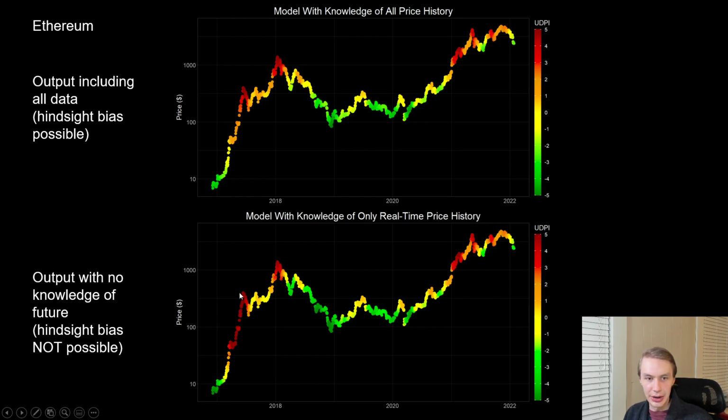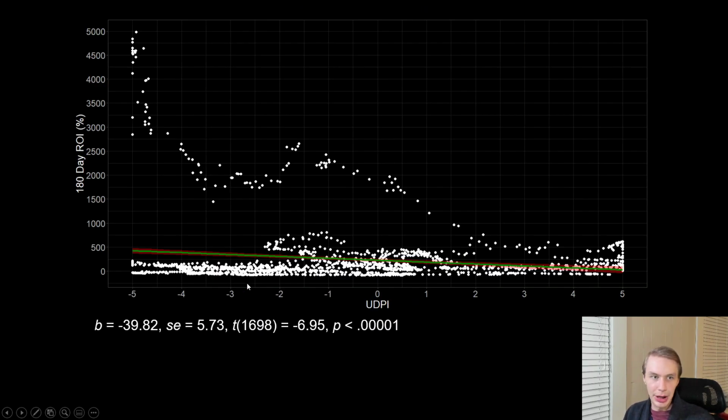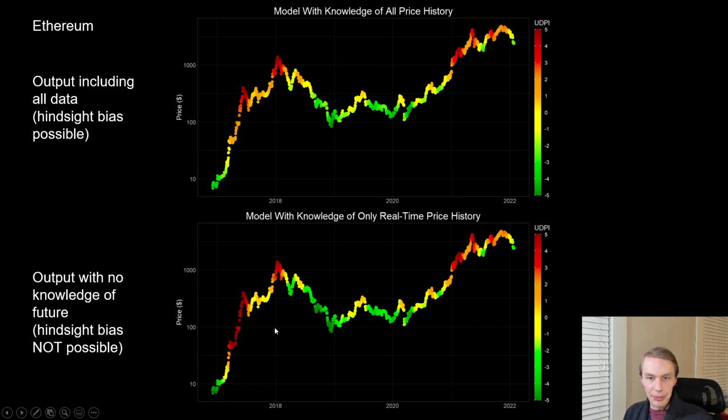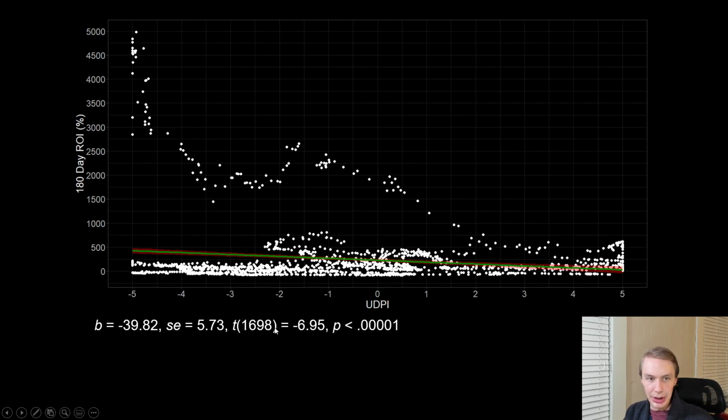It did not take a whole lot of time for this to develop, so that's probably what we're catching some of over here in this move here. So yeah, that would be my expectation there. And again, what we're seeing is this negative best fit regression line, right? So negative 39.82. So again, every point lower on the UDPI for ETH, you expect around 40% higher ROI over 6 months. Historically speaking, that's what's corresponded to.